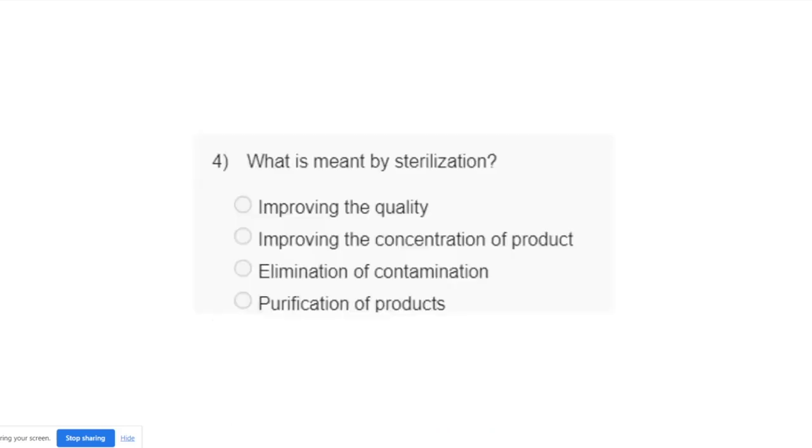This was the fourth question. What is meant by sterilization? So here it will be elimination of contamination. Yeah.